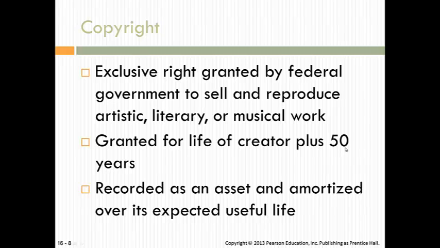Another example are copyrights. Copyrights are exclusive rights granted to owners by the federal government to publish artistic or literary or musical work. In the United States, a copyright is granted for the life of the creator and for an additional 50 years. The cost of the copyright is recorded as an asset. It's amortized over its expected useful life with an account called amortization expense because the useful life of a copyright is short.